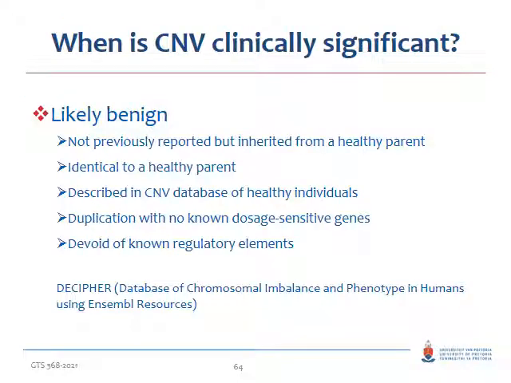A variant is likely benign if it's maybe previously reported to not be of any significance, and it's inherited from a healthy parent. It can be identical to a healthy parent. It might be that it's described in healthy individuals, but also the duplication might not have dosage sensitive genes, and there might be no regulatory elements. So all this information is obtained from databases such as DECIPHER.